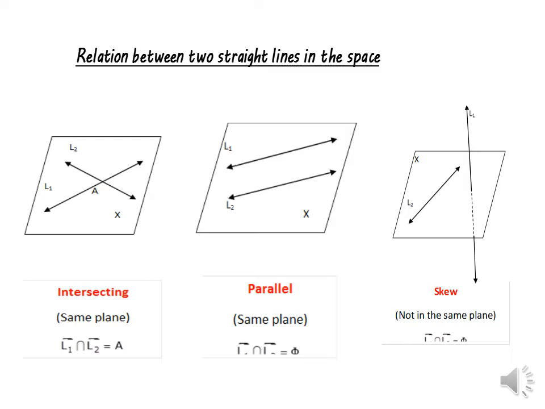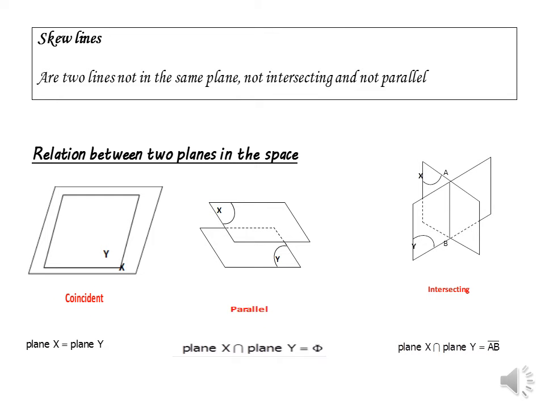Or maybe they are skew. Skew means they are not in the same plane, like L2 and L1. In this case, L2 is a subset of X, but L1 is not a subset of the plane X. The skew lines are two lines that are not in the same plane, and they are neither intersecting nor parallel lines.